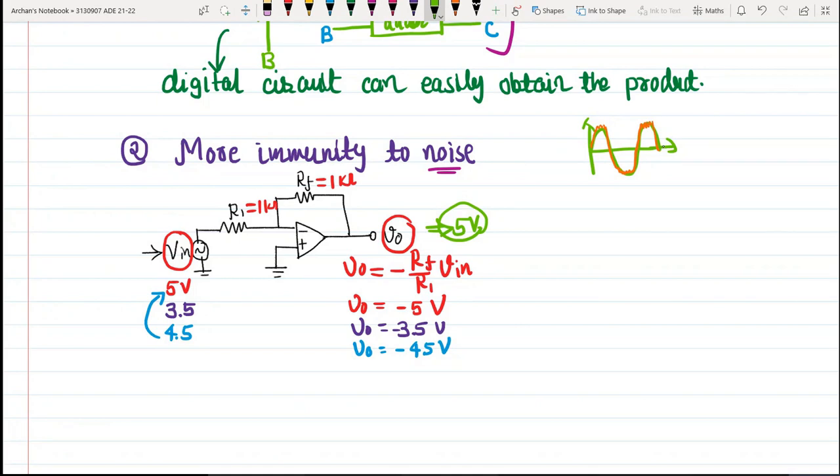Now let us say we are working with a digital circuit. I am going to use one AND gate over here. So this is my AND gate.